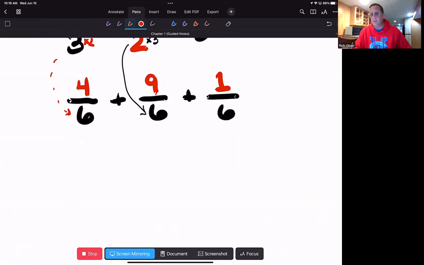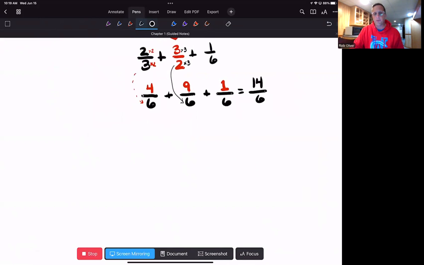Well, 4 plus 9 is 13. 13 plus 1 is 14. So you got 14/6. And then that's not in lowest terms. So let's simplify that by dividing it by 2. So if you divide the top by 2 and the bottom by 2, 14 divided by 2 and 6 divided by 2, you're going to end up with 7/3. And let's go ahead and just leave that improper.